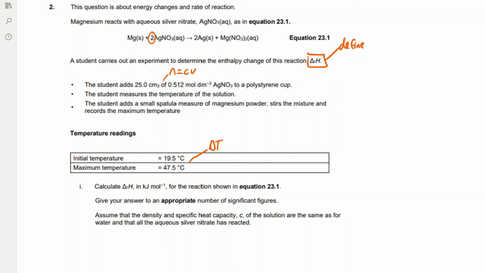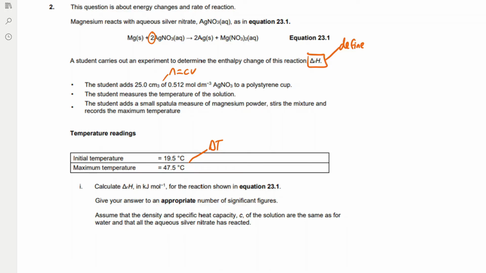Okay, so I've got a question here. Magnesium reacts with aqueous silver nitrate as in equation 23.1. So magnesium reacts with 2 moles of silver nitrate to form silver and magnesium nitrate. The student carries out an experiment to determine the enthalpy change of this reaction. So define the enthalpy change of a reaction, and that is the enthalpy change when a reaction occurs in the molar quantities shown in the chemical equation. We can use that to help us answer this question.